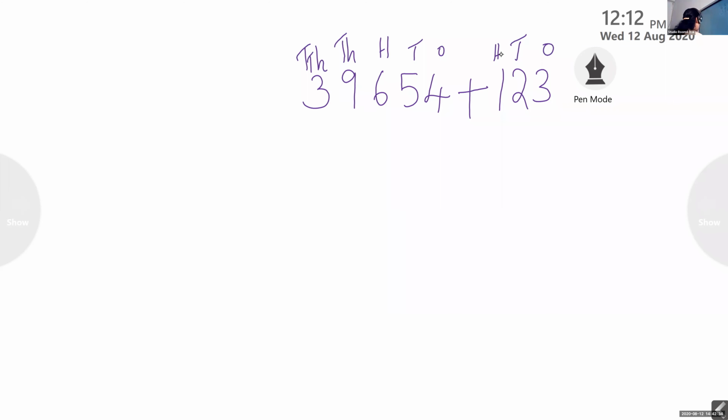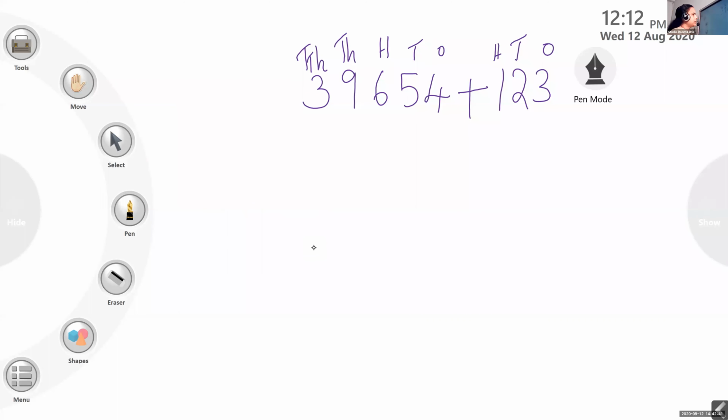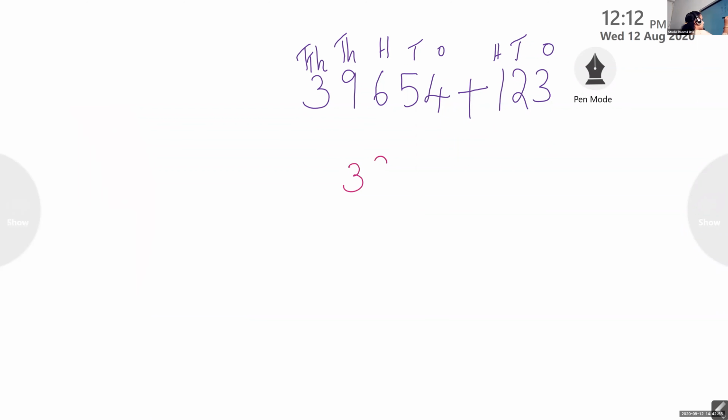All the children know addition and subtraction because you have been learning this from LKG. Even still, children make mistakes, because the first step is to place the numbers according to their place value, from the ones place. So how can we write these numbers? 3, 9, 6, 5, 4. I will not start 1, 2, 3 from the left side. I will start from the ones place.